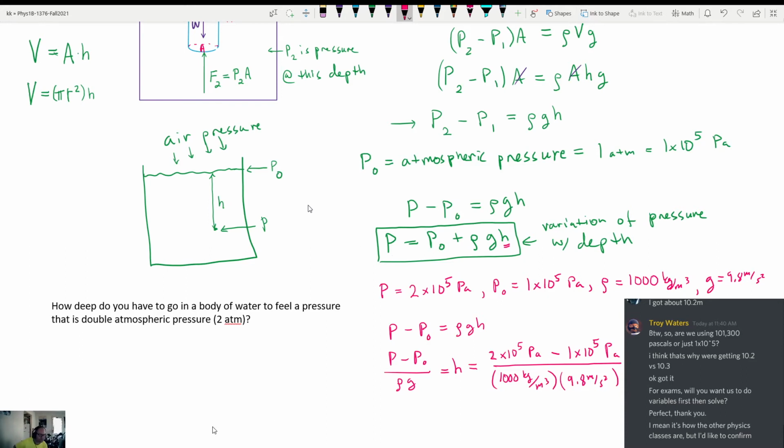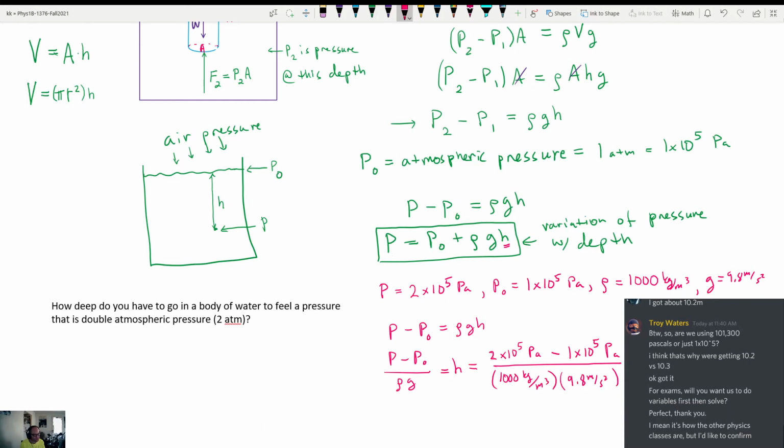Yeah, it's not just physics classes at this school, it's physics classes everywhere. This is how you want to get used to doing this kind of stuff. Okay, does anyone have any questions? That's pretty simple, right? It's just a basic usage of this equation, and it turns out that every 10 meters you go, you get another atmosphere of pressure.